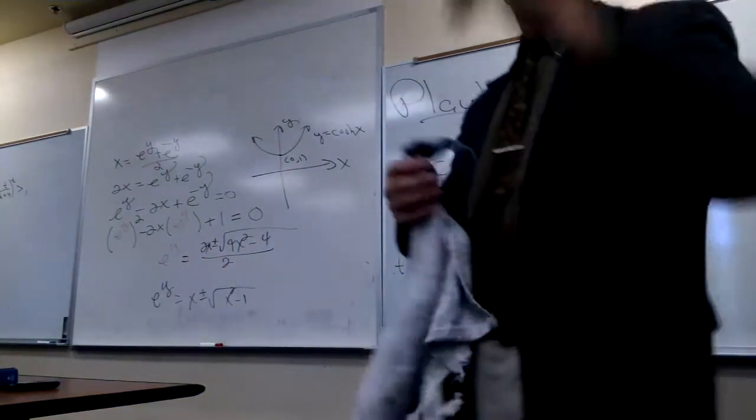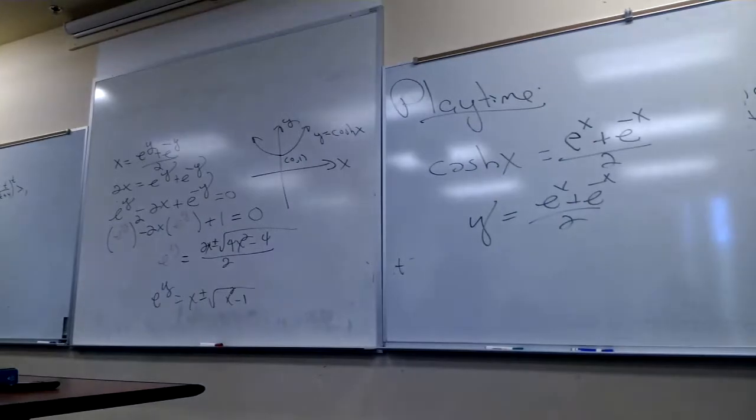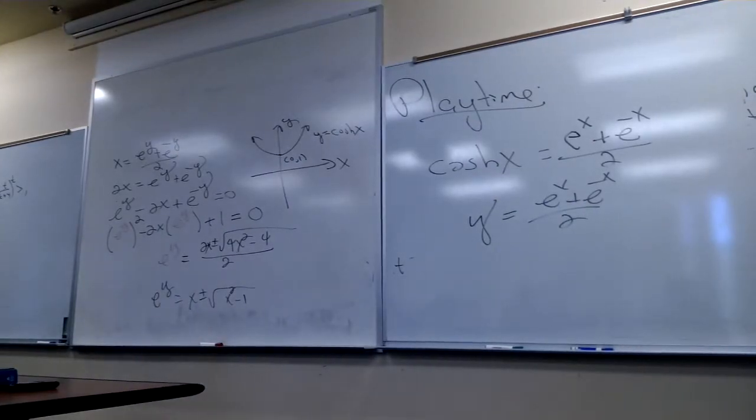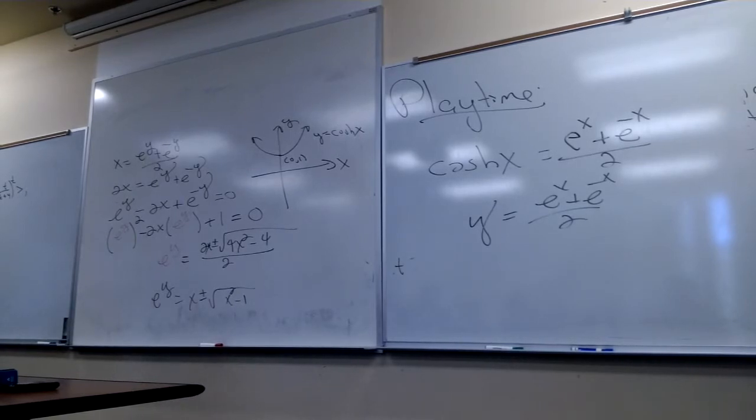The hyperbolic cosine curve approaches the curves e to the negative x over 2 and e to the x over 2. So there are two asymptotes. They're just nonlinear. Do you guys see that?